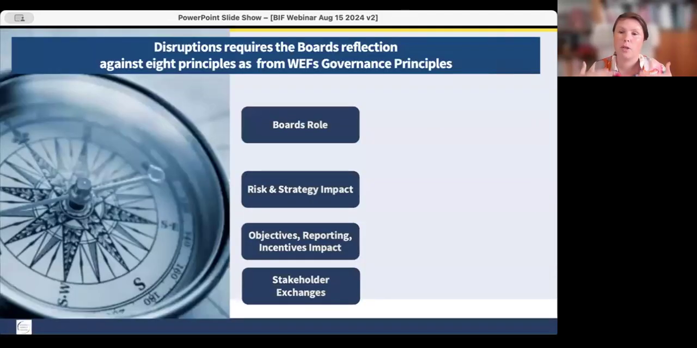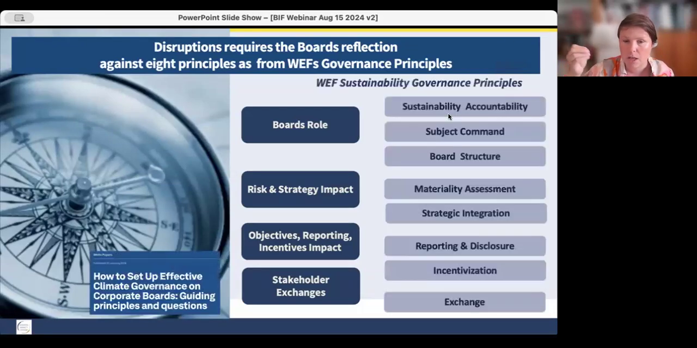So let's start with where our starting point is, let's put it that way, when it comes to generative AI. We use the 8 principles from the World Economic Forum governance principles as our guiding lights in most of our activities. These principles are around climate, but we find them very, very useful also around AI. So what we have done is take these principles and make a version for the question: what are the governance principles when we are talking about AI? As you can see there, the starting point, one of the main aspects, is really the board's role: the accountability, the subject command, and the board structure.